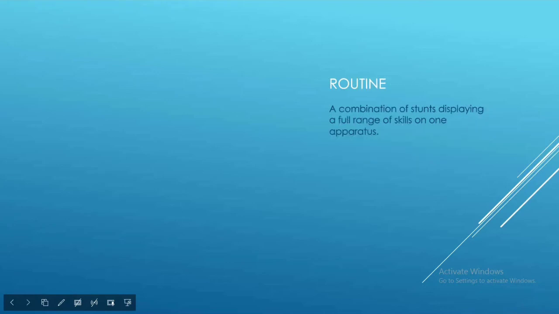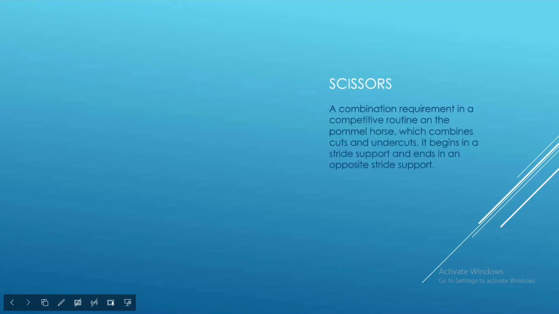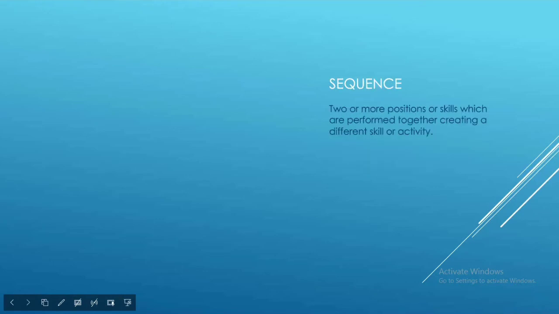A dynamic turning movement with a push off one leg, while swinging the leg upward in a fast cartwheel motion into a 90-degree turn. Salto. Flip somersault with the feet coming up over the head, body rotating around the axis of the waist. Scissor. A combination requirement in a competitive routine on the pommel horse, which combines cuts and undercuts. Sequence. Two or more positions or skills which are performed together.